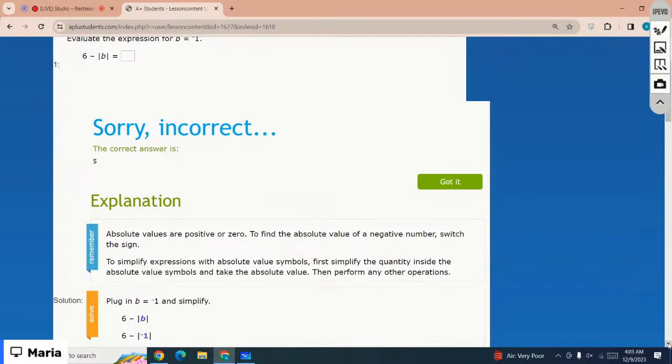Here is the definition of the absolute values, right? Absolute values are positive or zero, that means they are always positive values. To find the absolute value of a negative number, switch the sign. Simply, if a number is negative, you just have to switch the sign of the number. To simplify with absolute value symbols, first simplify the quantity inside the absolute value symbols and take the absolute value. Then perform any other operations.